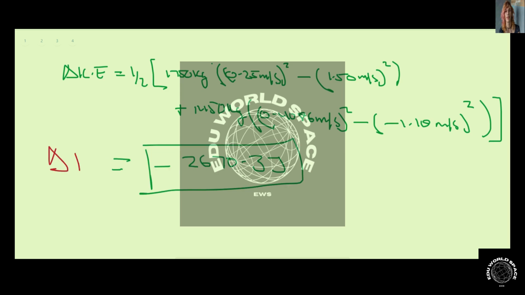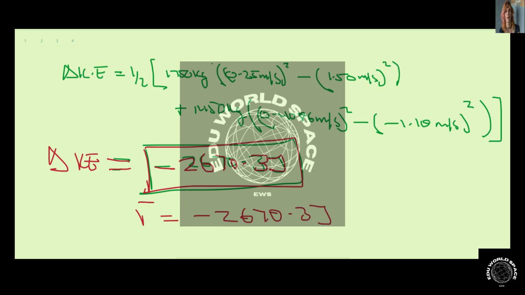Okay, so this is the change in kinetic energy. That's the change in kinetic energy that happens when you have two cars moving in opposite directions and then they bump into each other. Okay, so negative 267.3 joules.